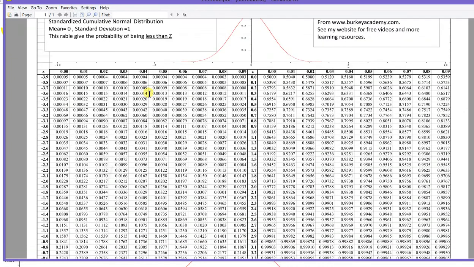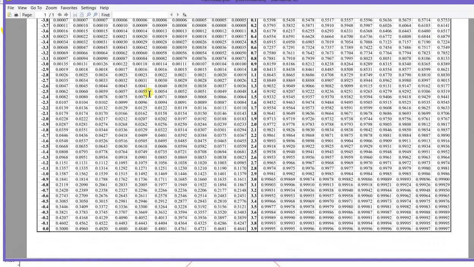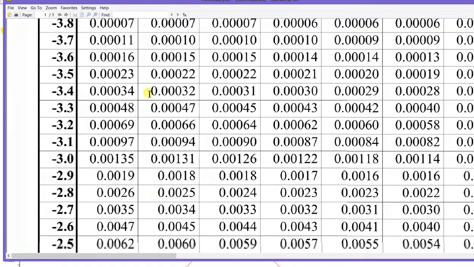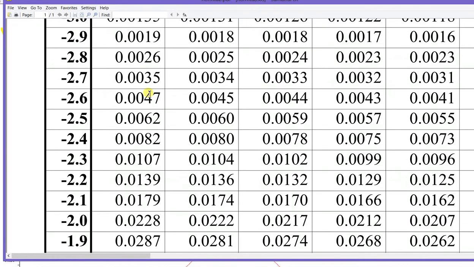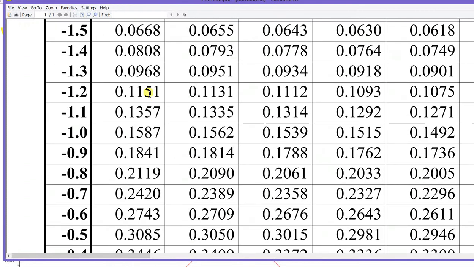For example, let's look up that minus 1.00. So I'm zooming in here so you can see. You look up the first two digits, minus 1.0, and then the first column is for 0.00. The second decimal place is 0, and that gives us this 0.1587 here.